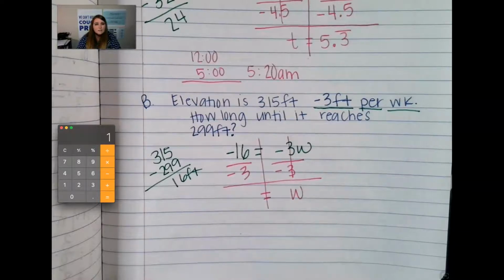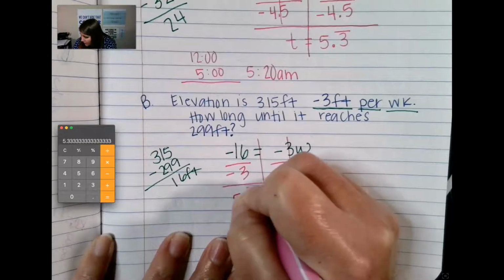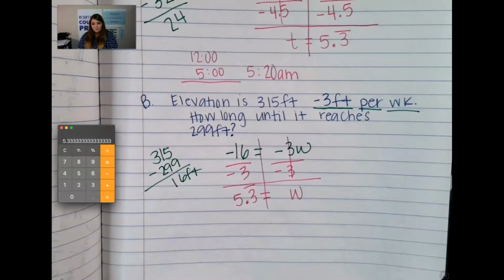Okay, so we have 16 negative elevation. We went down 16 feet and we are dividing it by 3 feet every week. And it gave us the exact same answer, you guys. That's hilarious. Okay, so we get a total of 5.3 repeating for the week.